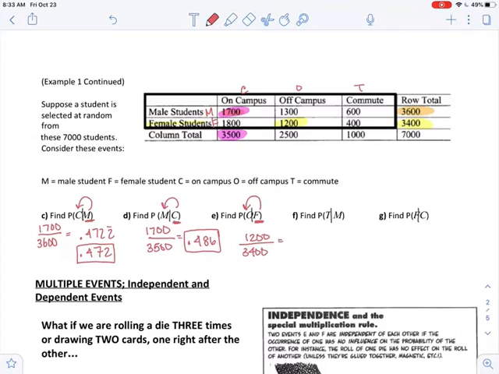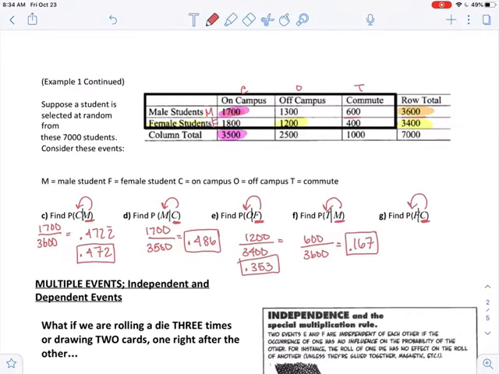When we plug that into our calculator, we get about 0.353. Next, we want to find the probability that they commute given that they're male. So since male is the second one, our total of males is 3,600. And then the males that commute is 600. So we're going to have 600 over 3,600. Plug that into our calculators, and we get 1.67.